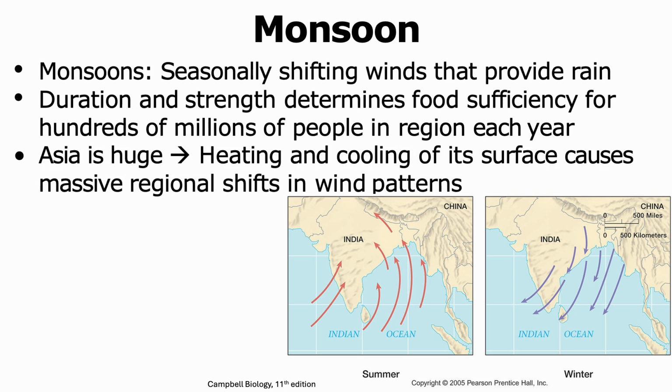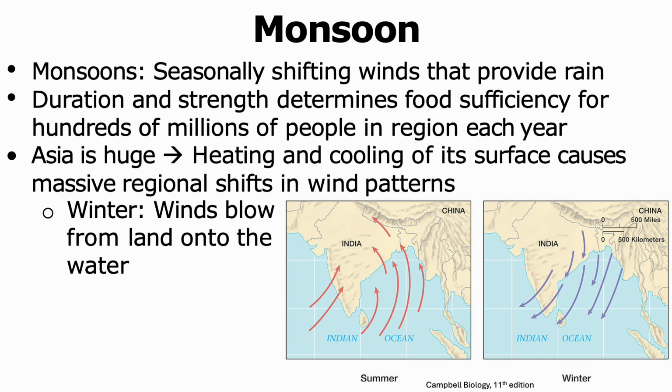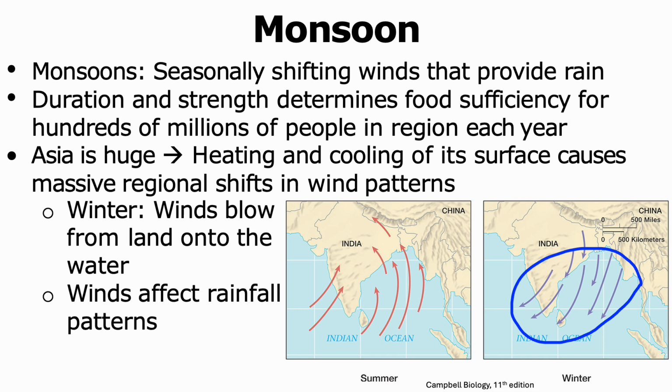Asia is a huge continent, and the heating and cooling of its surface causes massive regional shifts in winds. In the summer, the winds blow from the water towards the landmass. As they do so, the winds gather moisture from the water bodies and then release this moisture as they pass through the land in the form of rainfall. In the winter, the winds blow the opposite way, from the land onto the water. Thus, the monsoon can influence rainfall patterns in regions in Asia.